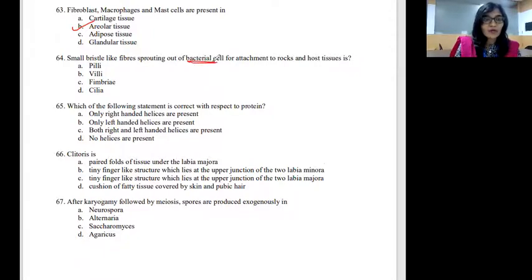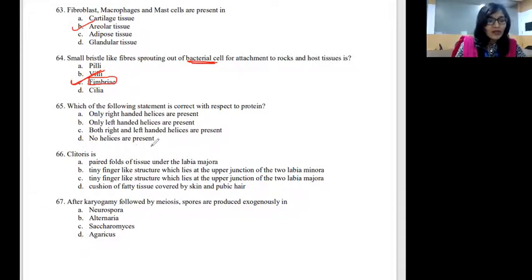If I have to talk about bacterial cells, there are certain bacteria which live in rocks, archaebacteria, all these things. So they will get attached to the rock, but how do they get attached to it? What makes them get attached to it? It is mainly because of fimbriae. It's not villi, it's not fibri, it's fimbriae. It's option C. Okay, yes.